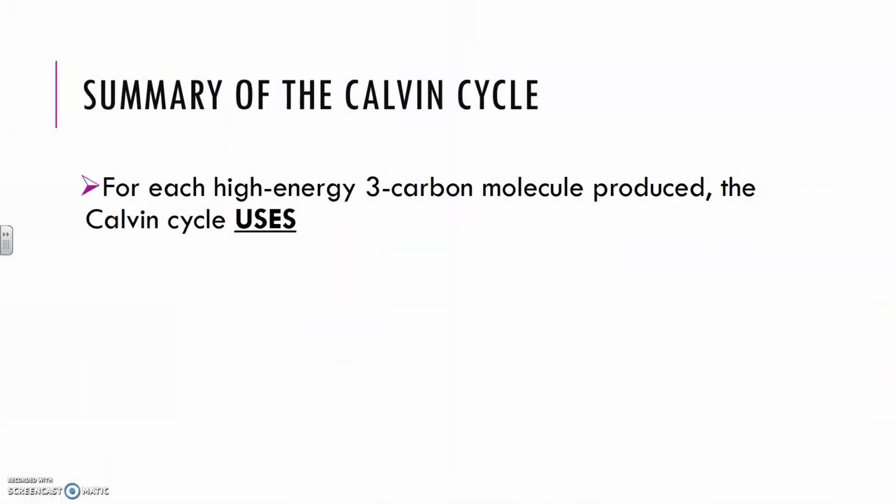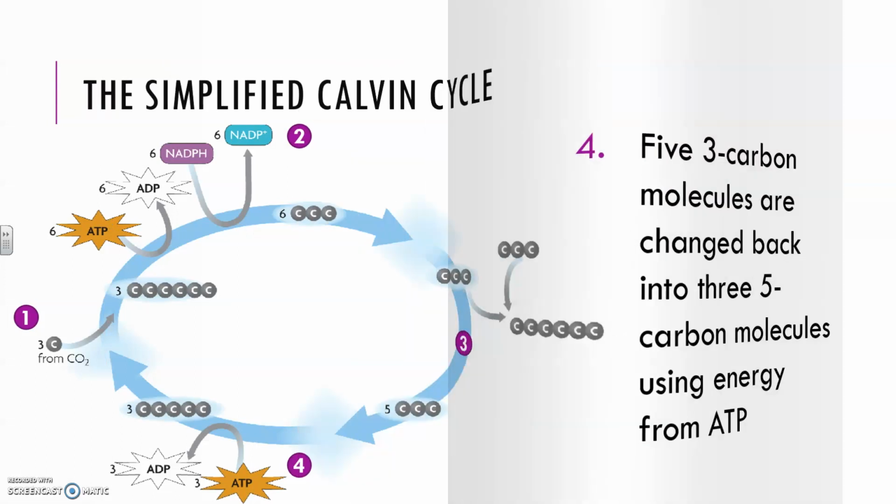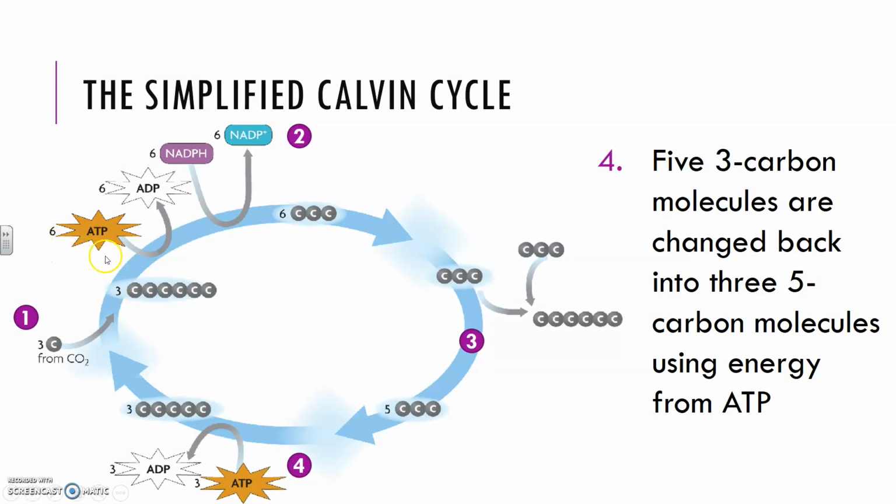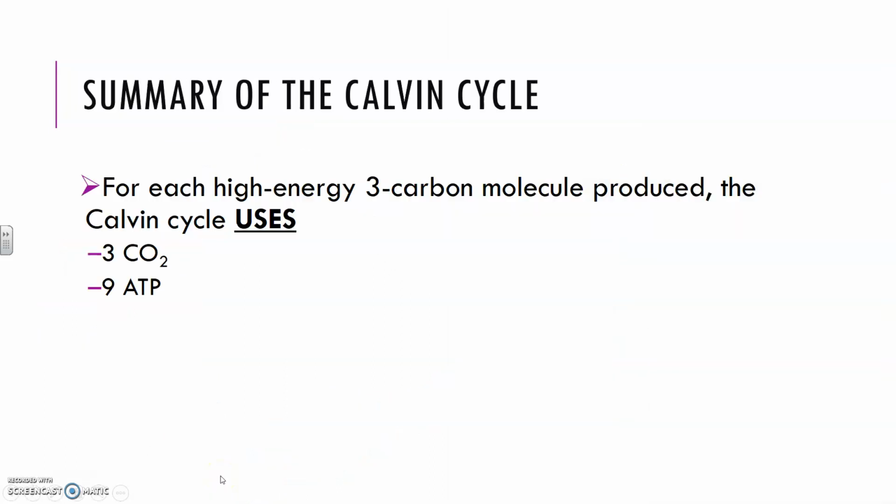So for each high energy 3-carbon molecule that's produced, this is one turn of the cycle, the Calvin cycle uses 3 carbon dioxide, so that's where those 3 carbons come from. It's going to use 9 ATP. If you look back here, we've got the 6 ATP that enter here in order to break these 6-carbon molecules in half. You also have 3 more added here to turn the 3-carbon molecules into 5-carbon molecules. So you have a total of 9 ATP. You also use 6 NADPH.